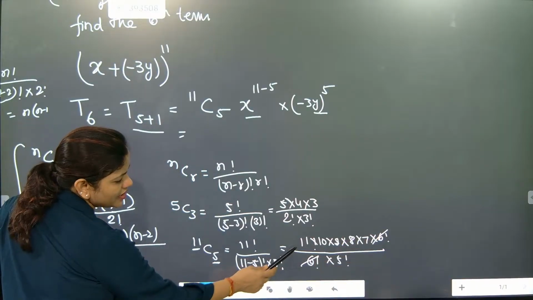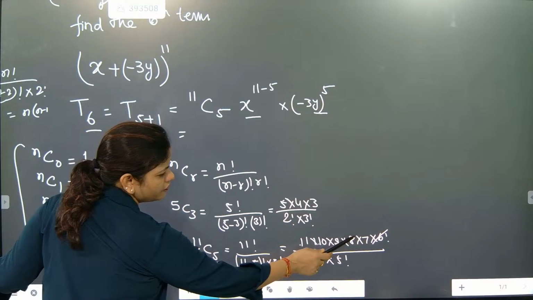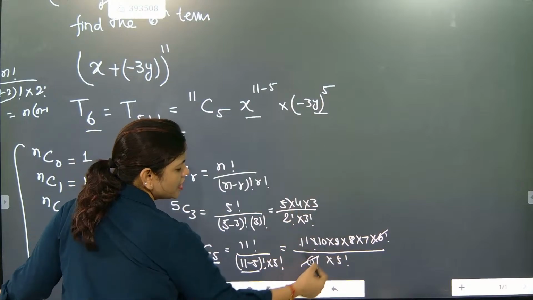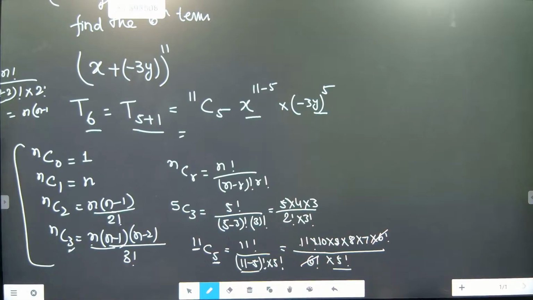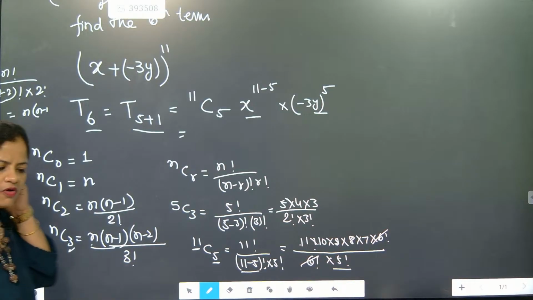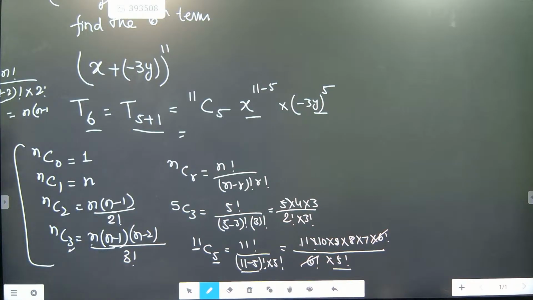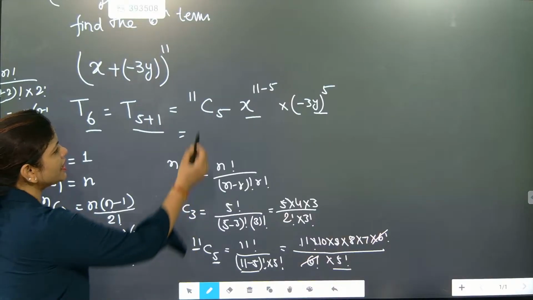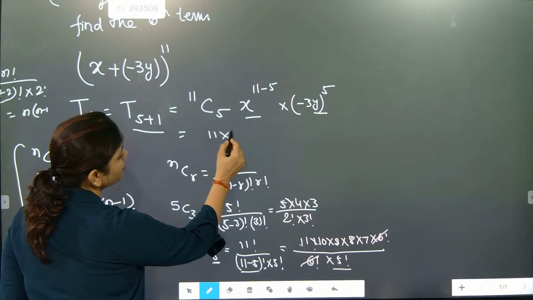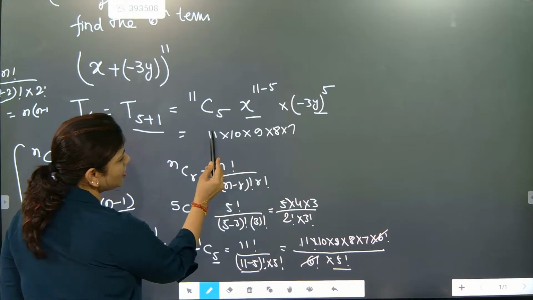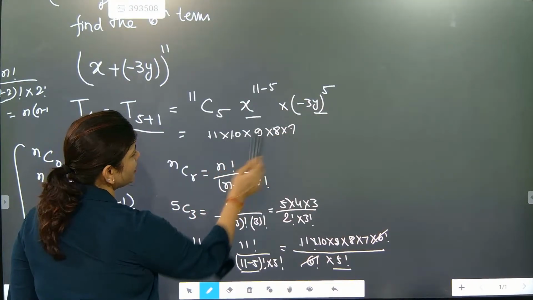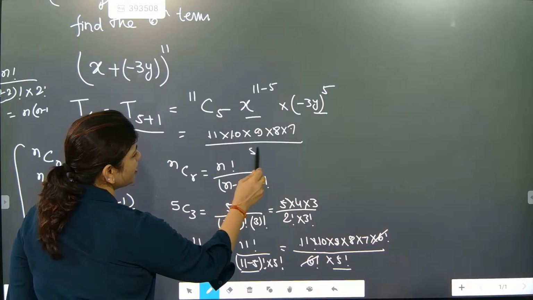Now count how many times it is opening: 1, 2, 3, 4, 5. So it will become 5 times open by 5 factorial. This is the way of writing. Once you understand this trick, after that the problem will not come. So here how many times is it going to open? 11 into 10 into 9 into 8 into 7, 5 times, and below you write 5 factorial.